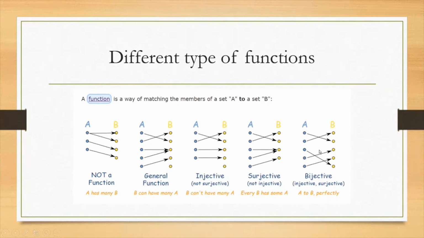Then consider the last function. We can see that it is both one-one and an onto function. There is no point in capital B which is the image of more than one point, and there is no point remaining in capital B. So it is one-one and onto, which is called a bijective function. A function which is both one-one and onto is called bijective.